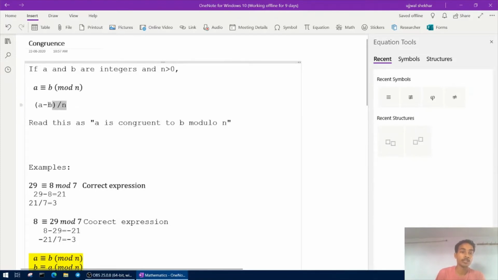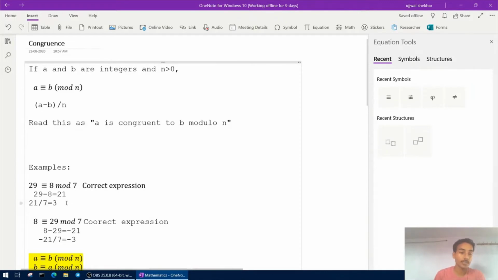In simple words, if you are given some expression and you have to check whether it is a correct expression or not, you can simply do some steps like subtract a minus b and divide it by n. If it is divisible by n, meaning it will give a whole number, then the given expression is correct, right?